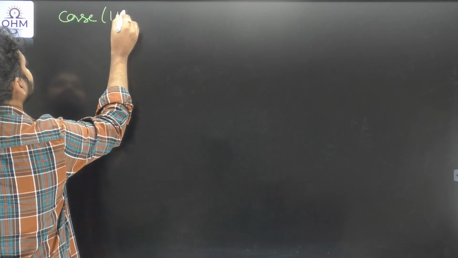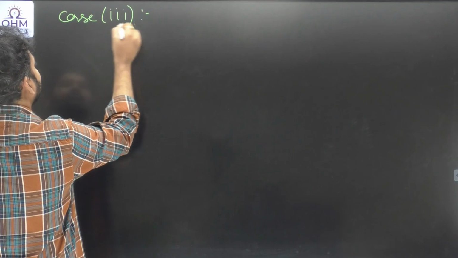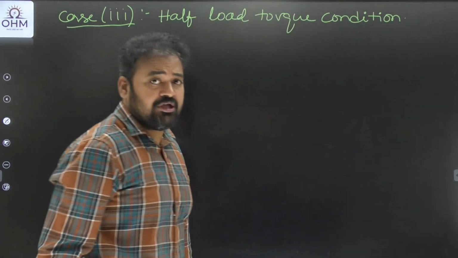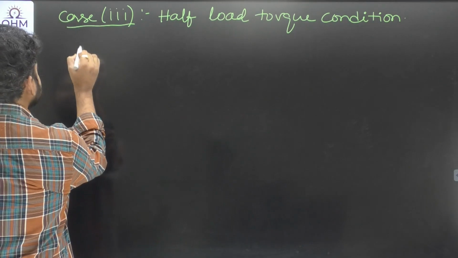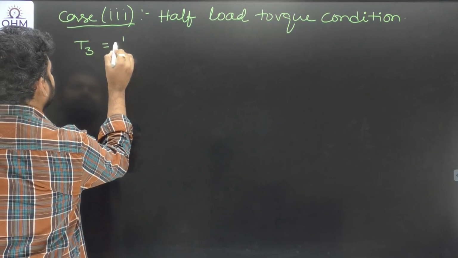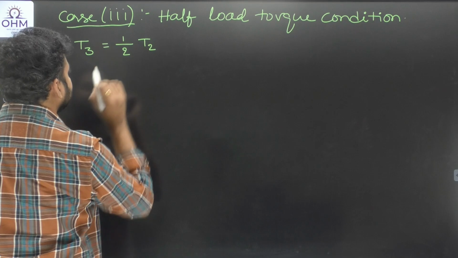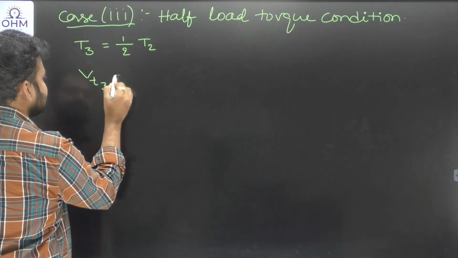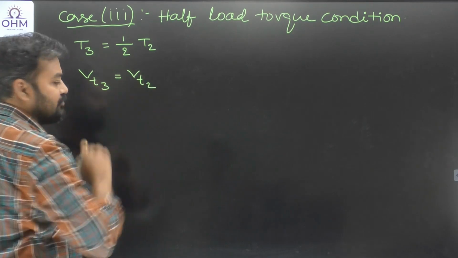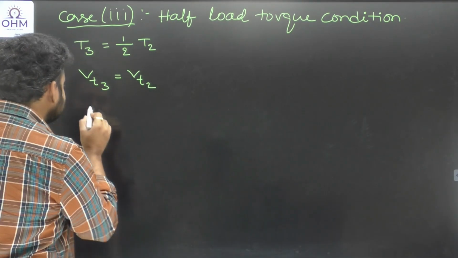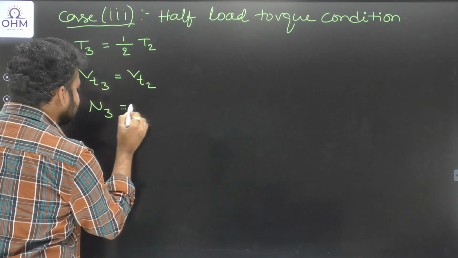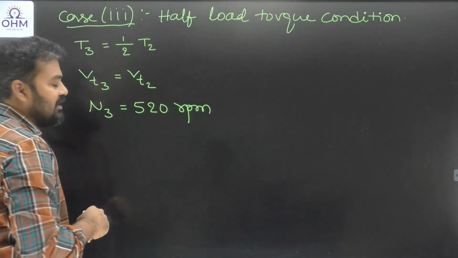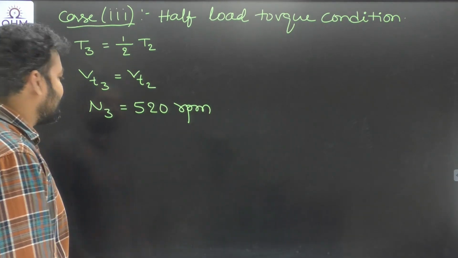Case number 3. This is the half load torque condition. Therefore, T3 is equal to half of T2. Voltage is the same maintained, right? So the third case voltage is the same as the second case voltage. But what is the speed now? The speed was raised to 520 rpm. It was very clearly mentioned. The speed is raised to 520 rpm.